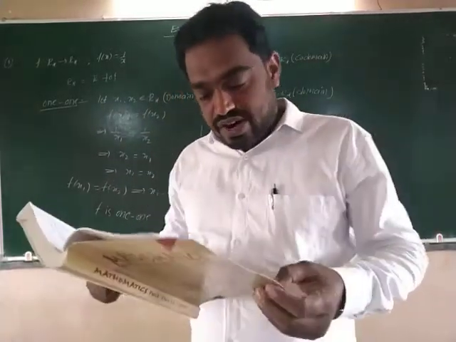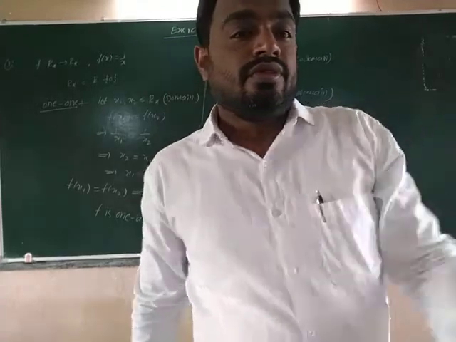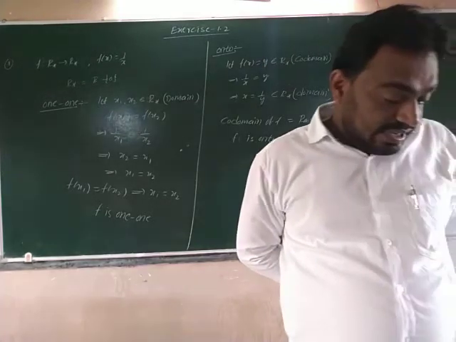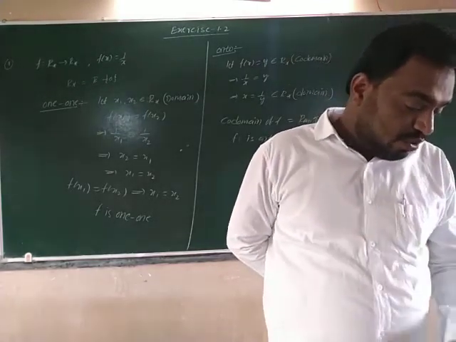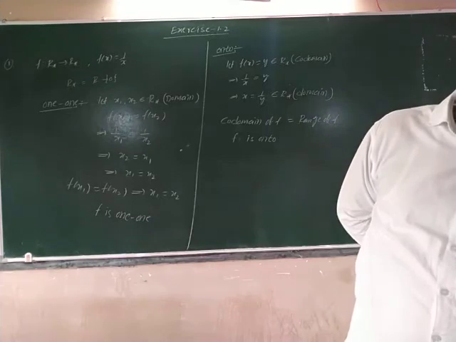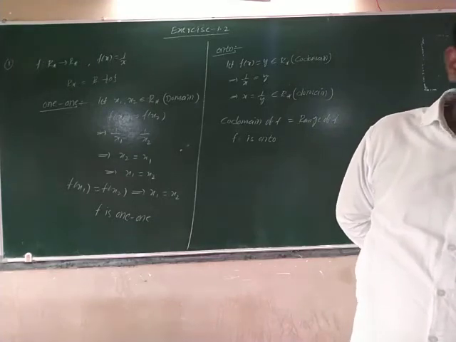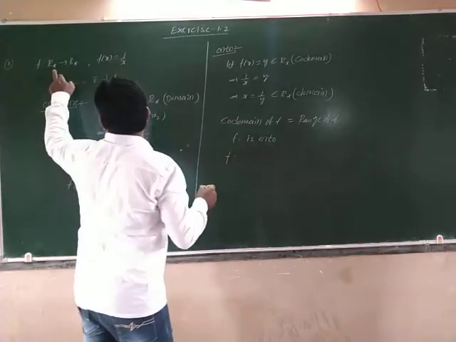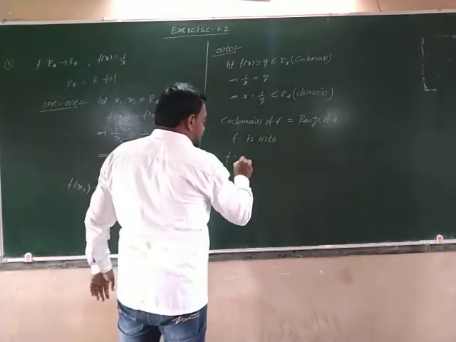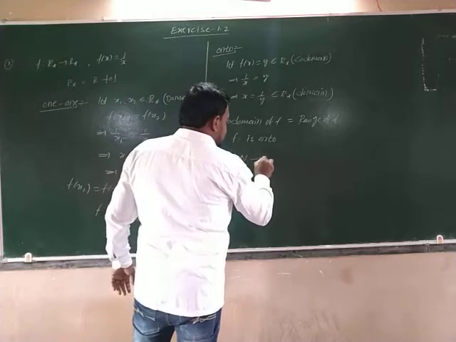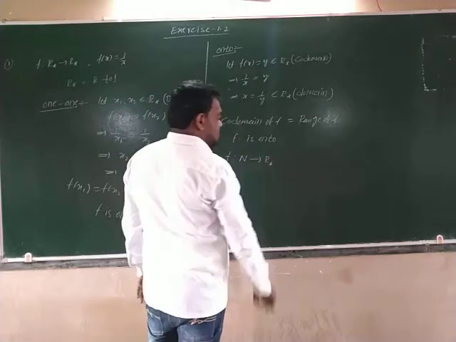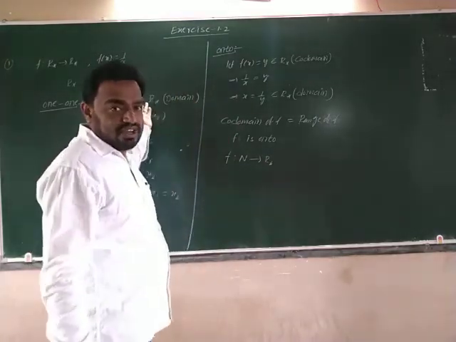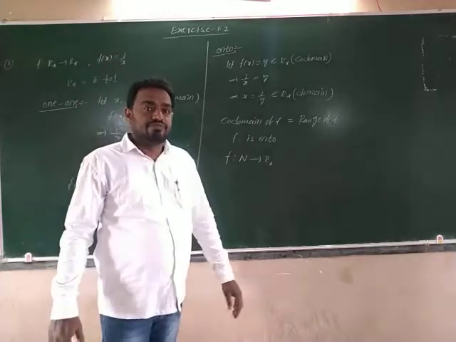Next, some remaining parts are also there. You see what they have given. What they are asking is: is the result true if the domain R star is replaced by N, with the codomain being the same as R star? That means the domain R star is replaced with N, and the codomain stays the same. What is the result? The given function f is one-one and onto.